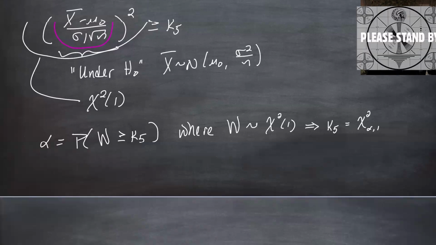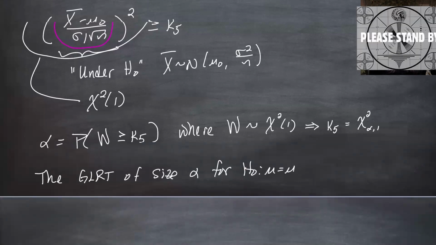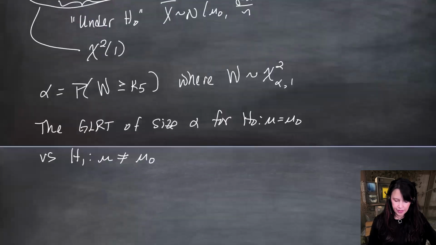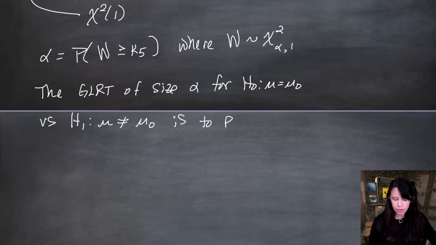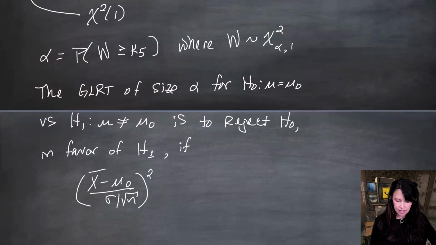Okay, so the final test is that the GLRT of size alpha for the null hypothesis that mu equals mu naught versus the alternate hypothesis that mu does not equal mu naught is to reject the null hypothesis in favor of the alternate hypothesis if x bar minus mu naught over sigma over the square root of n, squared, is greater than or equal to this chi-squared critical value.